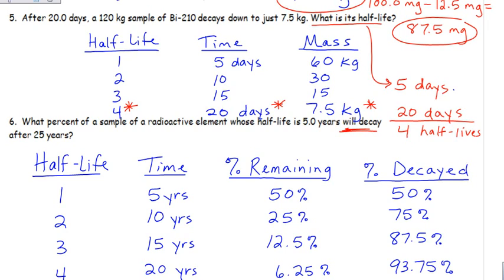So I thought, hey, why not plot both of them? So I have my half-lives, my time. Each half-life is 5 years. Then I did percent that remains and percent that has decayed. So for example, like in number 5, after 20 days, this 7.5 kilograms, that's the amount that remains. If I want to know the amount that has decayed, I would take the original 120 and subtract 7.5. So let's do both of them.